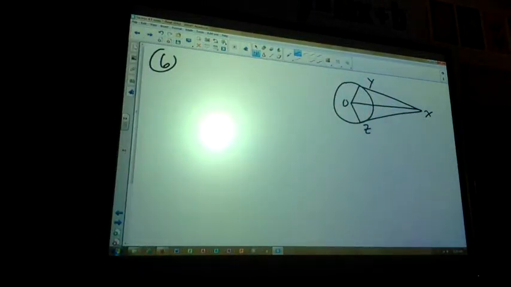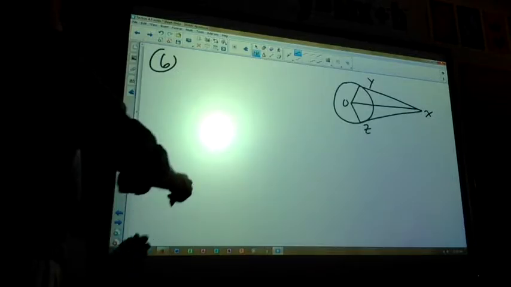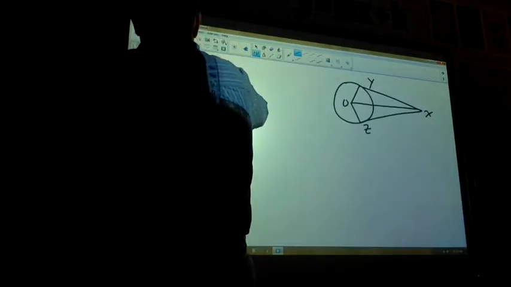Just looking at the diagram, what should we have as our go-tos? OY, OZ, because they're the radius. Okay, I don't have to list it yet. What else do we have just because of our diagram? Not just because of the circle. OX, reflexive. Exactly. So we have some things in mind.